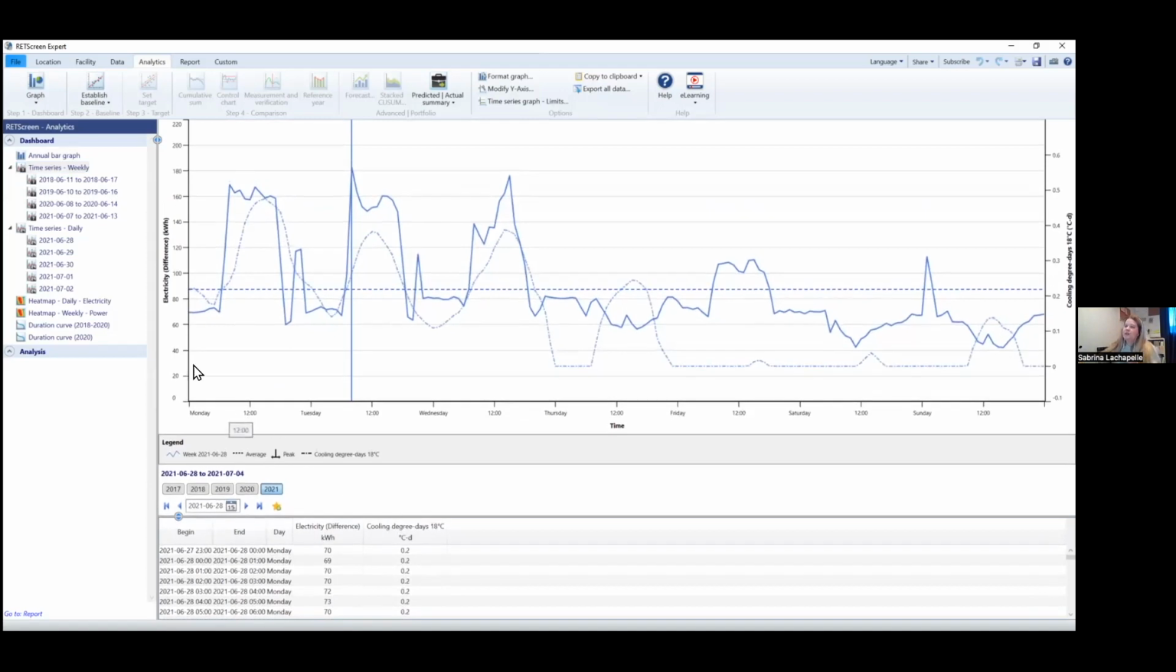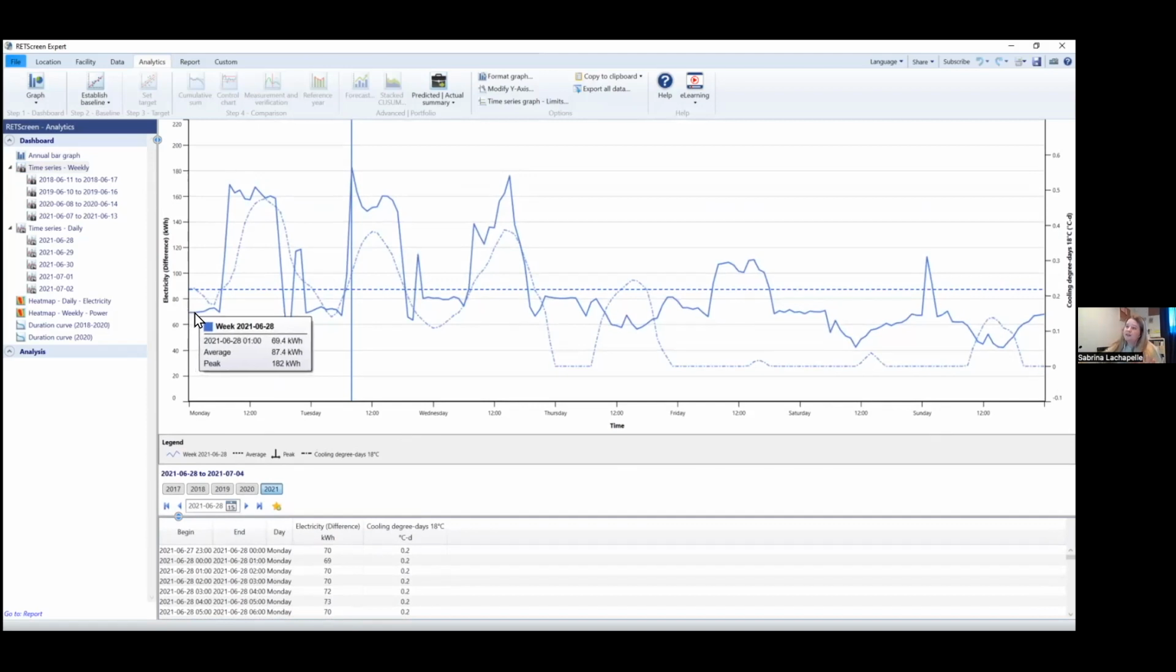The first thing that we can see is that I'm analyzing here my electricity consumption from Monday to Sunday. You could analyze any other type of data that you downloaded with your metering system. It could also be power, for example, but in this case, we'll be looking at electricity consumption. We can see, if I put my mouse here, the data for each hour.